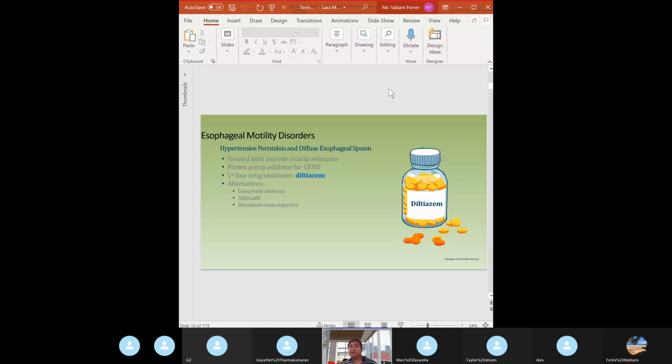You can also, but the first line of drug treatment is what? Diltiazem. What is diltiazem? What class of drug is diltiazem? Beta blocker? Calcium channel blocker? What are we thinking? These are your non-dihydropyridine CCBs, right? Calcium channel blockers. You have your diltiazem, you have your verapamil, right? Okay. So other alternatives for this, of course, isosorbide dinitrate, right? Smooth muscle relaxants, of course.